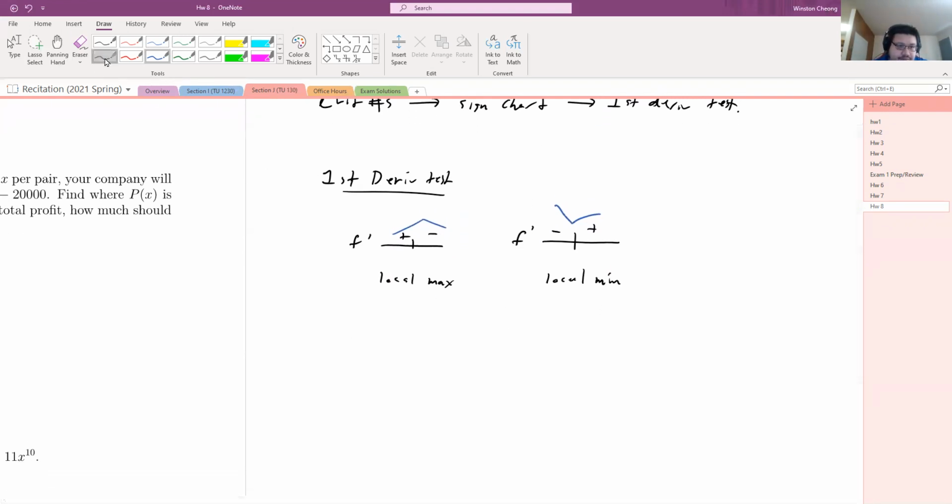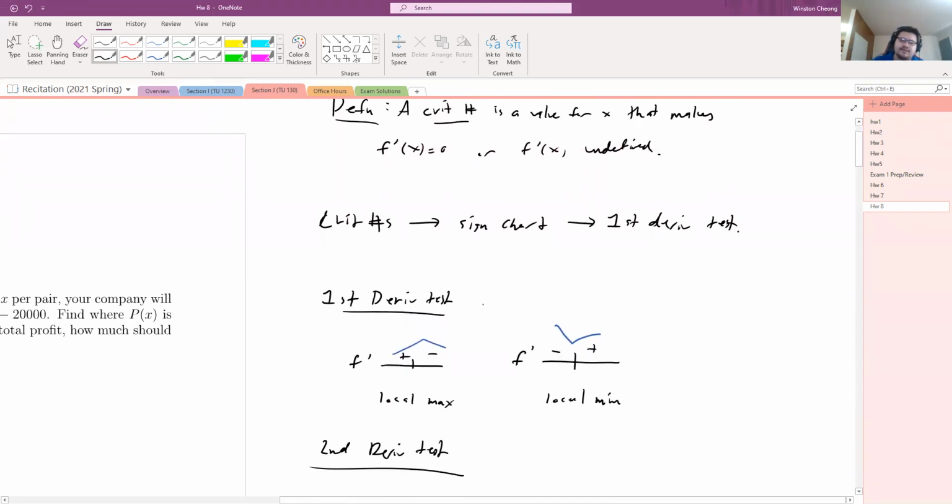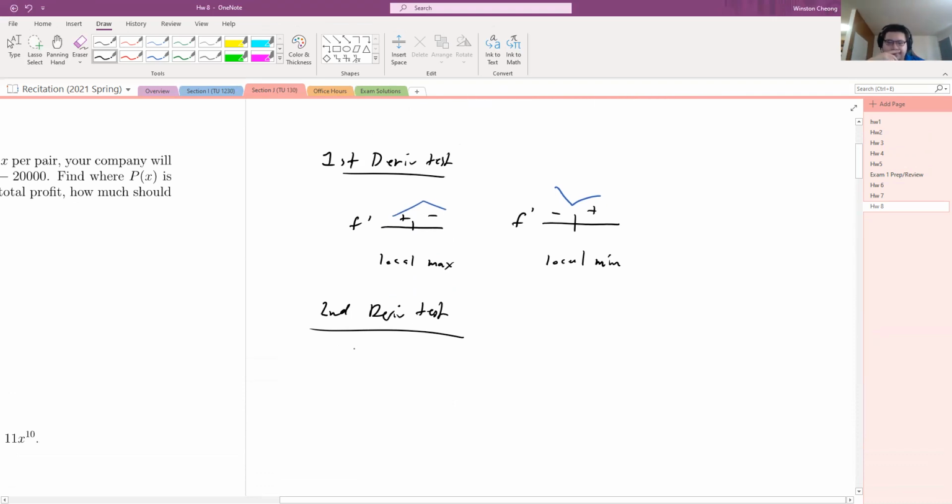Second derivative test. When you read the statement carefully, like on the slides, it starts with a condition: your critical number has to come from setting the first derivative equal to 0 and solving. It has to be coming from this one, not the other one. The derivative can't be undefined there. And that is an important condition.